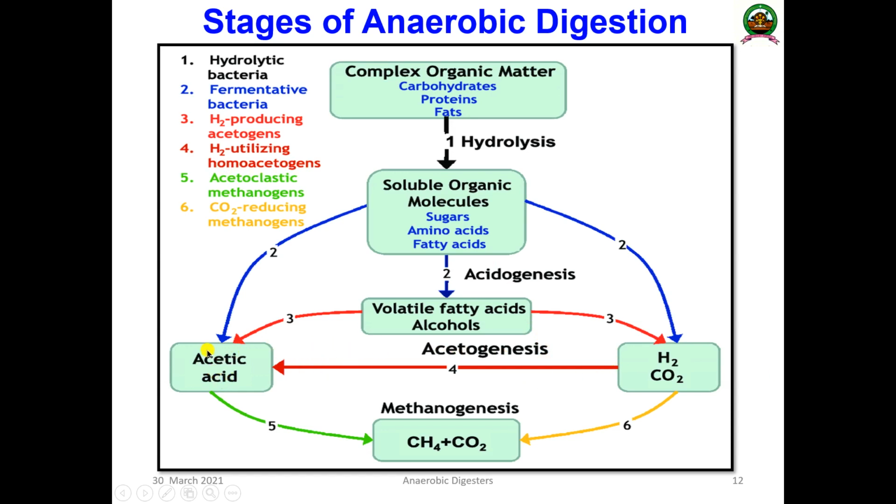And in the last step, this acetic acid will be directly converted into methane and carbon dioxide by acetoclastic methanogenic organisms. Acetic acid is converted to methane and carbon dioxide, catalyzed by the enzymes produced by the acetoclastic methanogens. In the last stage, carbon dioxide and hydrogen combine to form methane and water by carbon dioxide reducing methanogenic bacteria. So these are the various steps. The final end products are methane and carbon dioxide.